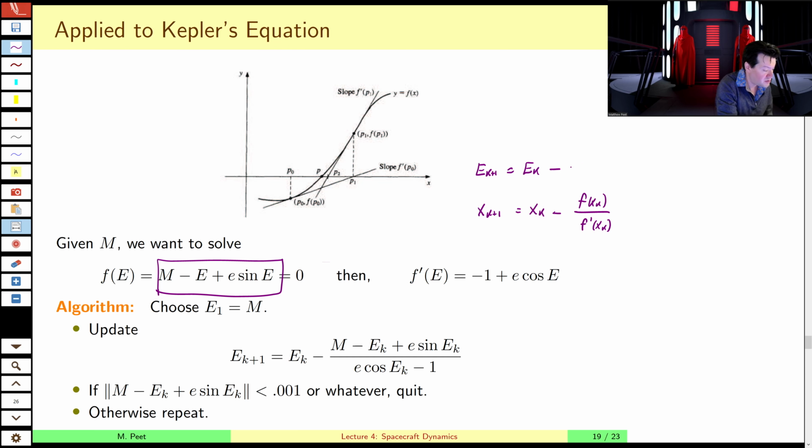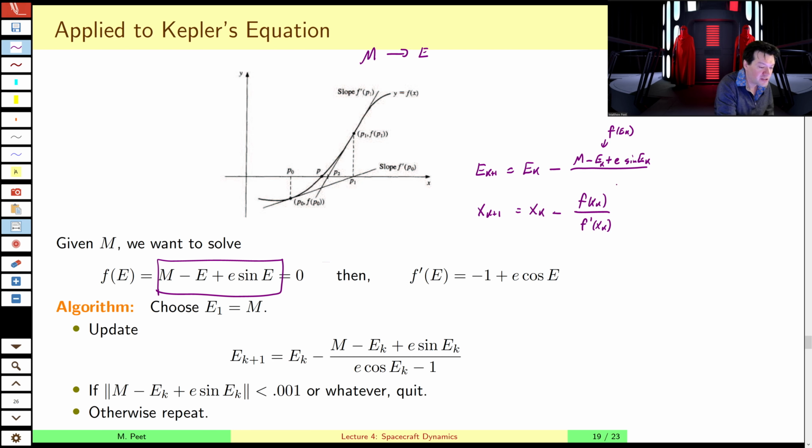So we're solving now a ratio here, f, that's m minus e plus e sine e, and put a little k there. M, of course, doesn't change, because we're given m, and we're solving for e. Remember what we're doing. We're given m, we're trying to find e. So that's f of ek.